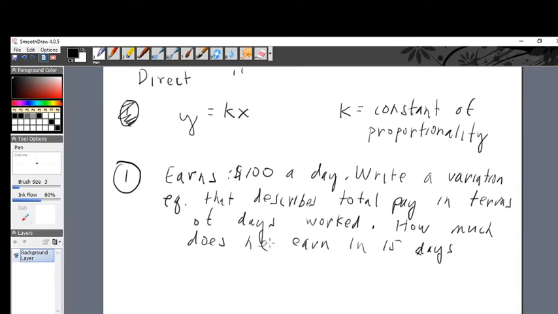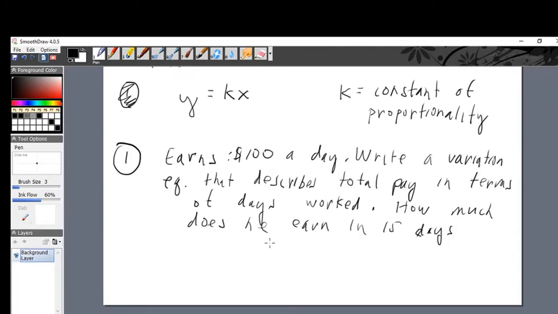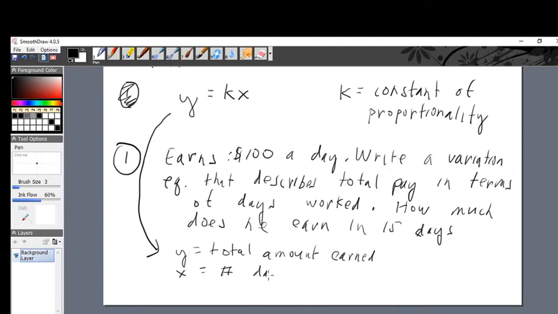This is direct variation. Now what they want us to describe is the y equals kx, and how does it work for our particular problem? Well, the y is going to be the total amount that has been earned. Then the x is the number of days worked. So that changes and that changes, but there's the constant. And the constant in our scenario, what's the k, the constant? The constant is this $100 a day. That's not changing. His wages are not going up or down. So there is going to be the $100 a day.